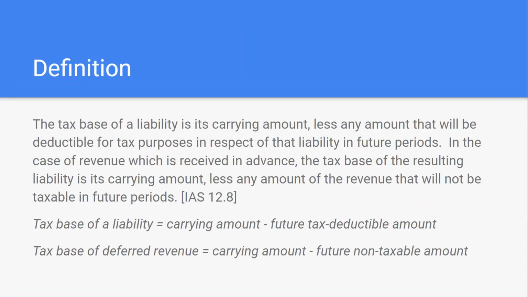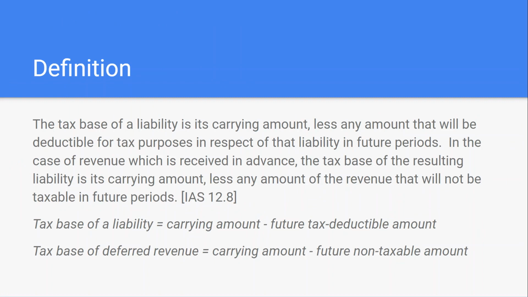And so this is the definition of tax base of a liability by IAS 12, and that's in paragraph 8. And so it says that the tax base of a liability is its carrying amount less any amount that will be deductible for tax purposes in respect of that liability in future periods. In the case of revenue which is received in advance, the tax base of the resulting liability is its carrying amount less any amount of the revenue that will not be taxable in future periods.